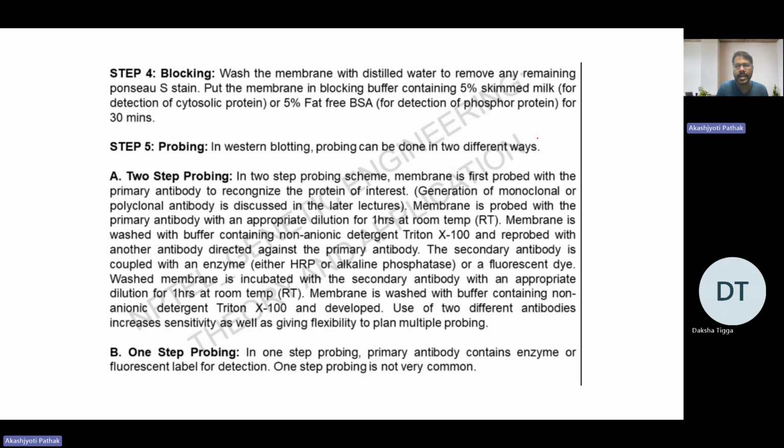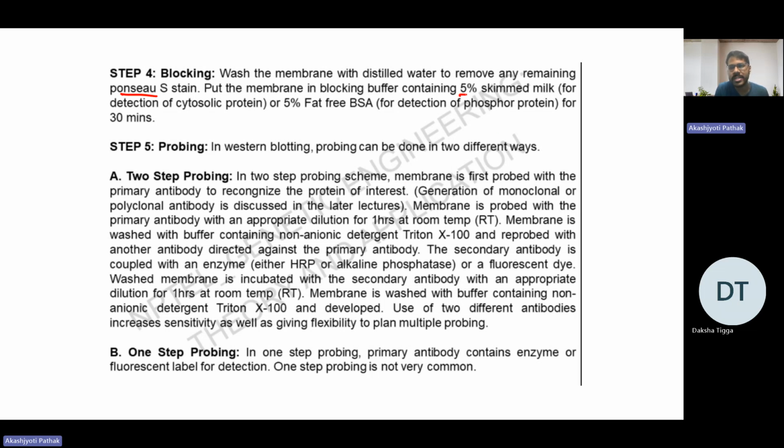Once it has been transferred to the membrane, the next step is very important: first you stain it with Ponceau. Why do you stain it with Ponceau? To understand whether the transfer has taken place, whether your protein bands have been transferred from your gel to your PVDF membrane. That will give you the different protein bands. After you stain it with Ponceau, you wash it off several times and then you add the blocking buffer.